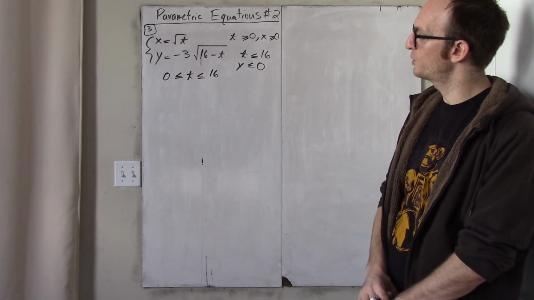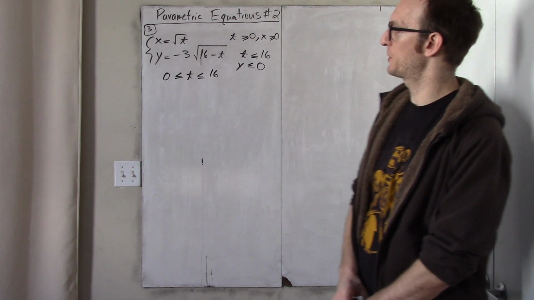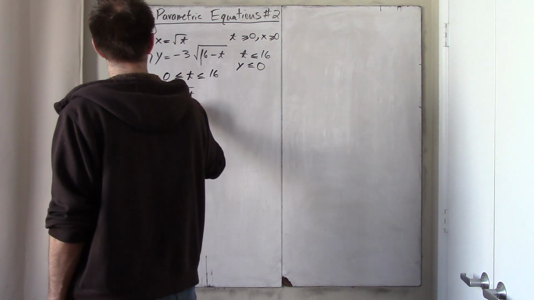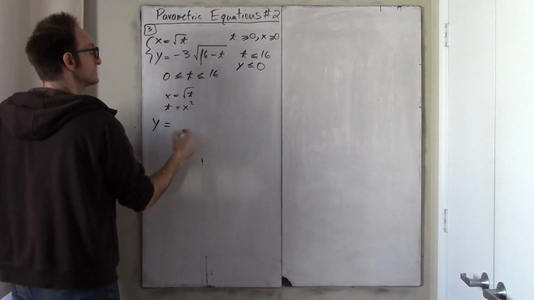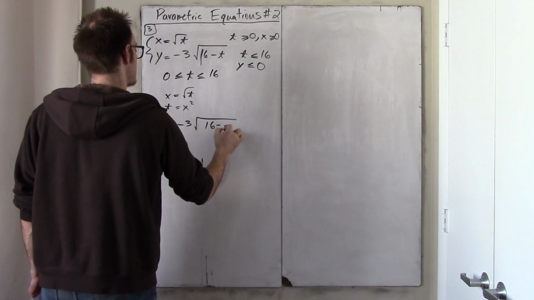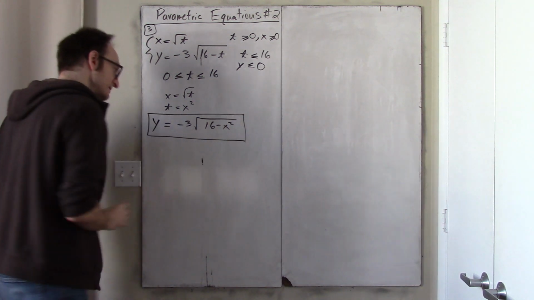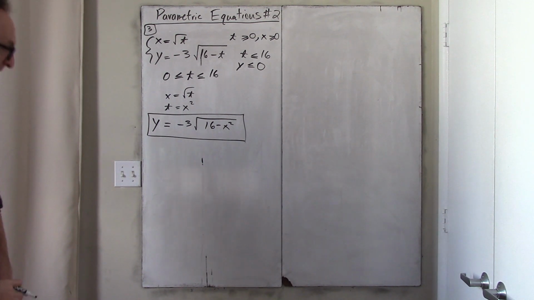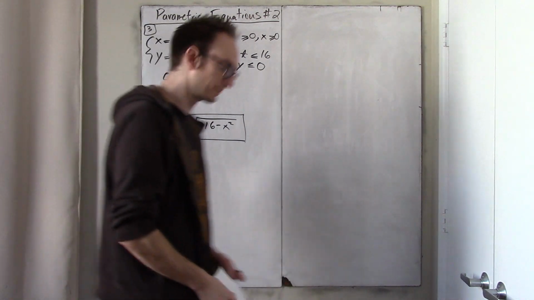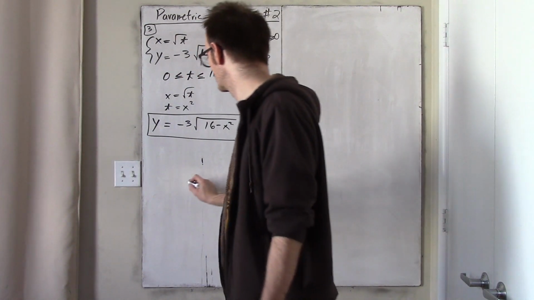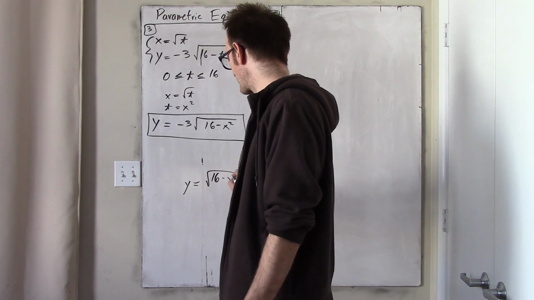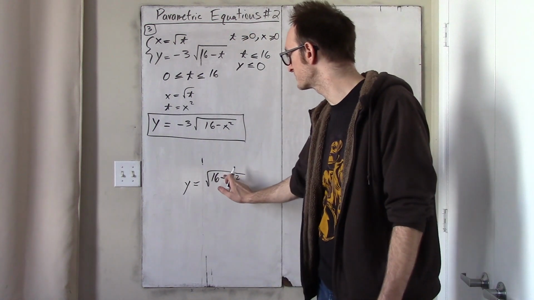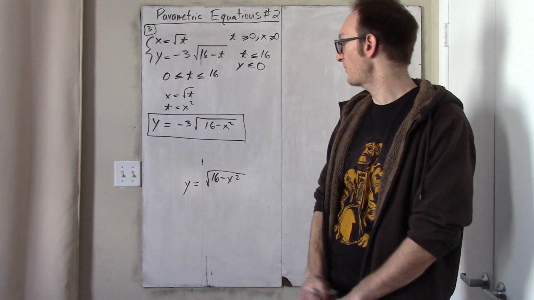Probably the simplest thing to do is just do it. Take x equals root t, square both sides, so you get t equals x squared, and just stick that right in, so you get y equals negative 3 times the square root of 16 minus x squared. Now it depends on you to recognize this. Do you recognize y equals negative 3 root 16 minus x squared as a known function? Well, you should, because y equals root 16 minus x squared is the kind of function that we learned about in Precalc C. It's a basic one that you should know and recognize.